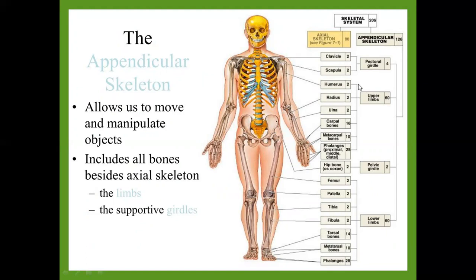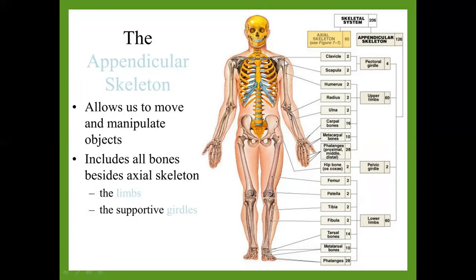pelvic girdle. Now you can see here the distribution of the bones. Four bones in the pectoral girdle, six. It consists of 60 bones that make the upper limb, and in the pelvic girdle there are two bones, and also in the lower limb there are 60 bones. So collectively it consists of 126 bones in the bones of the pelvic girdle and pectoral girdle.